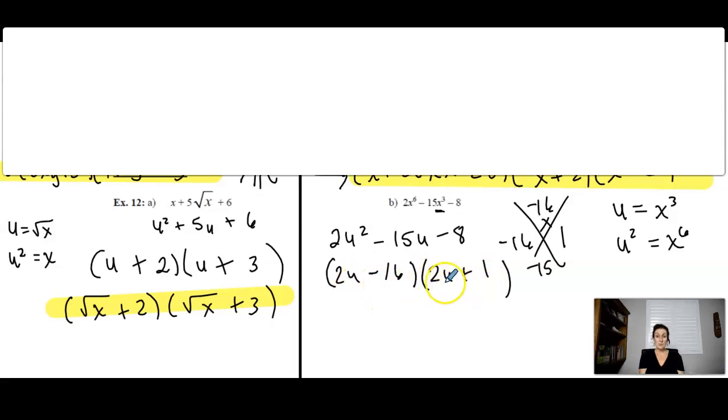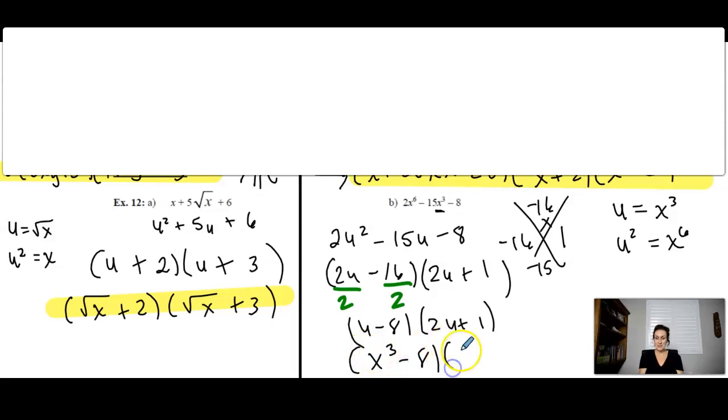One or both of these will always, always, always reduce. So the first one, I can multiply the half through and get 2. Divide those both by 2. Nothing's going to reduce in this second one. So now u subtract 8 times 2u plus 1. Take the u and substitute it back with the x cubed and you'll be done. So now I have x cubed subtract 8. Ooh, I lied. We're not going to be done. And 2 times x cubed plus 1.